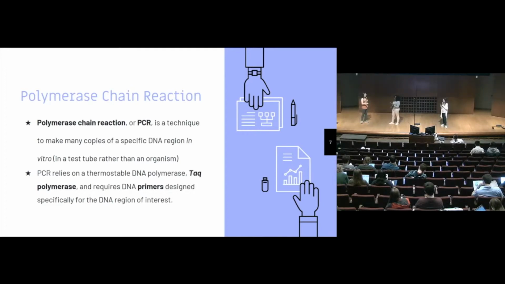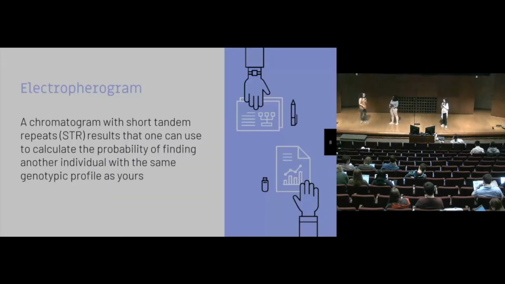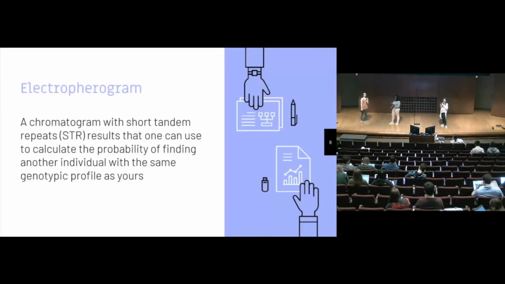Well, the first method uses the electropherogram, which is this really cool plot that can tell you specific genotypes based on the length of DNA fragments. So an electropherogram is a chromatogram with the STR results that one can use to calculate the probability of finding another individual with the same genotypic profile as yours. It is essentially a multicolored graphic result of an extremely fine-tuned electrophoresis. The color peaks represent the color of the fluorescent labels on the primers that indicate possible loci.